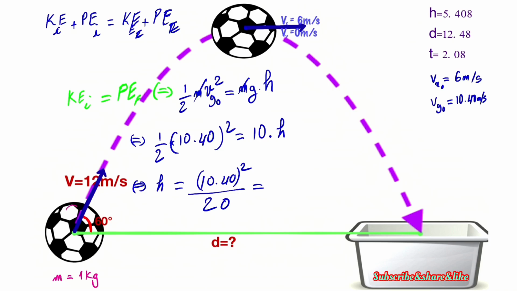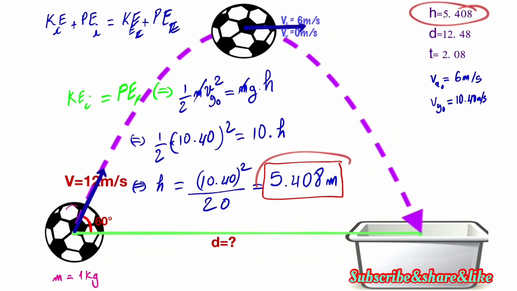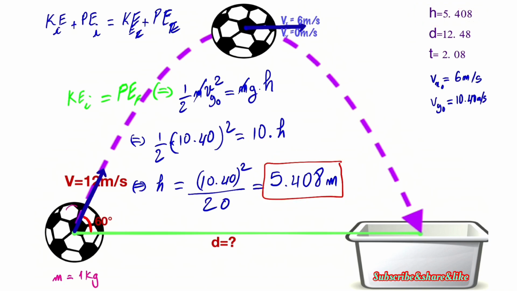So what we're going to get is 10 times 40 squared divided by 20, and we get 5.408 meters. As we see, it is the same height as we got before. So we get the height, we know that is the height. So let's find the time here.